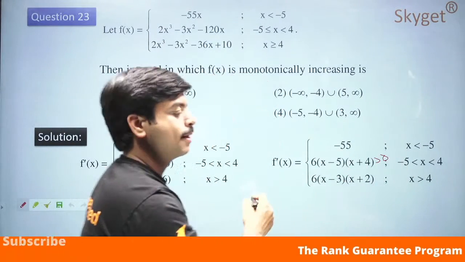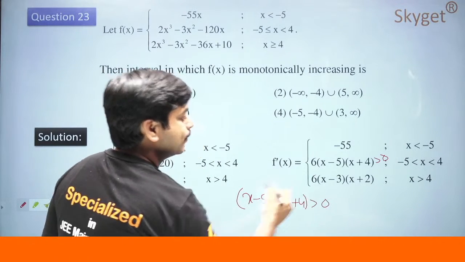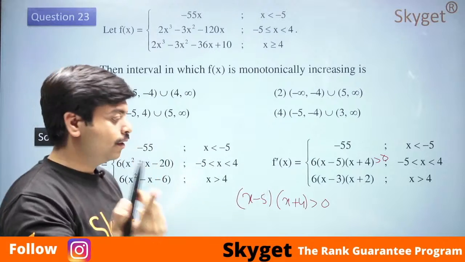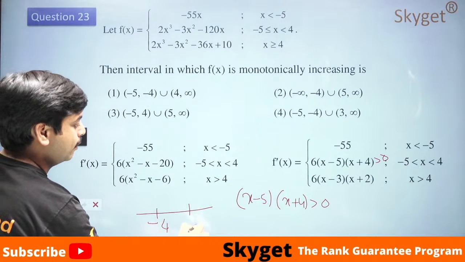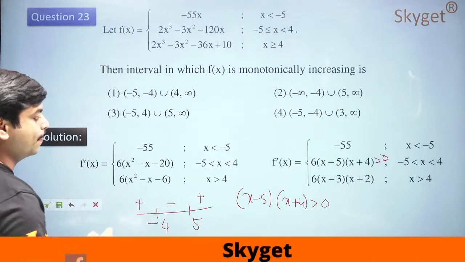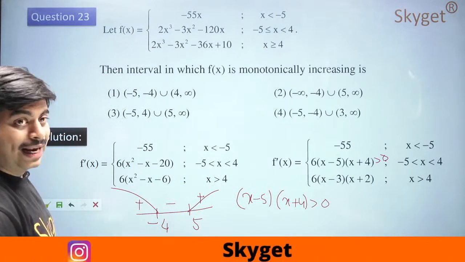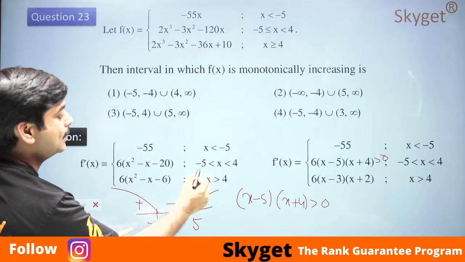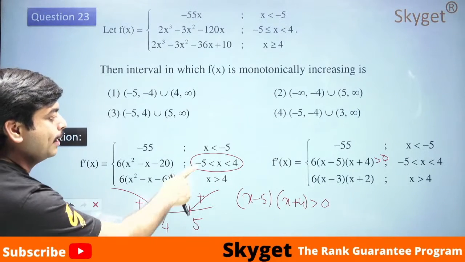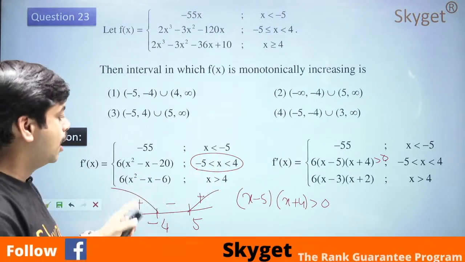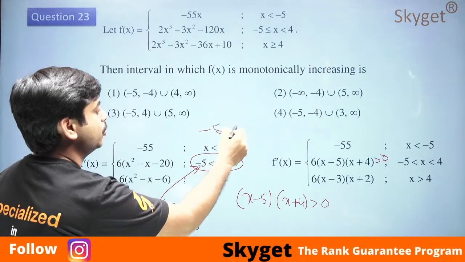When will this be greater than 0? (x - 5)(x + 4) should be greater than 0. You can go for the wavy curve method. The zeros will be -4 and 5, starting with positive, then negative, then positive. So we get greater than 0 for x from 5 to infinity or x less than -4. But this case is already within -5 < x < 4, so only between -5 and -4 will you get the answer.